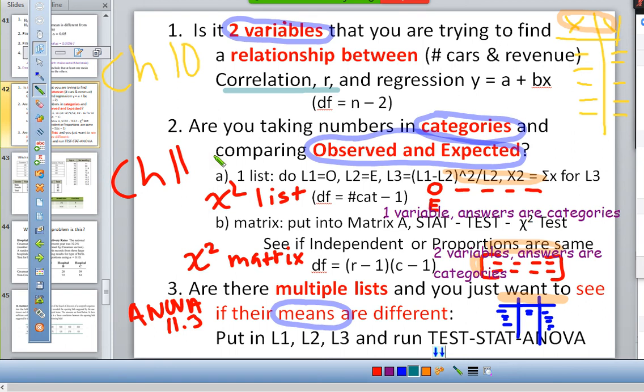This one here, chapter 11, your chi-squared list, you're going to have categories, observed and expected. Right? If it's the list, you're going to have just 1 layer of lists up top, and then on the side you're going to have your observed and your expecteds. And you'll be given the observed, you have to compute the expecteds.